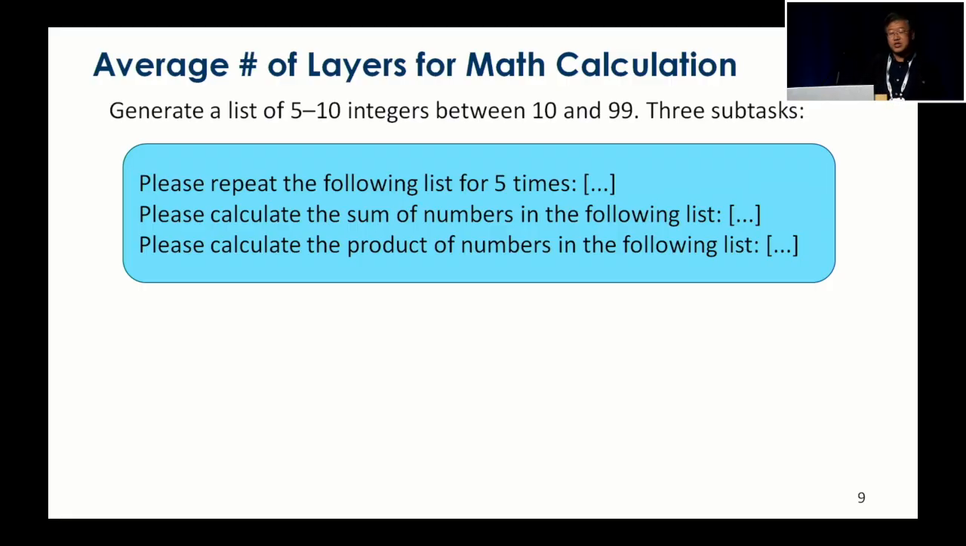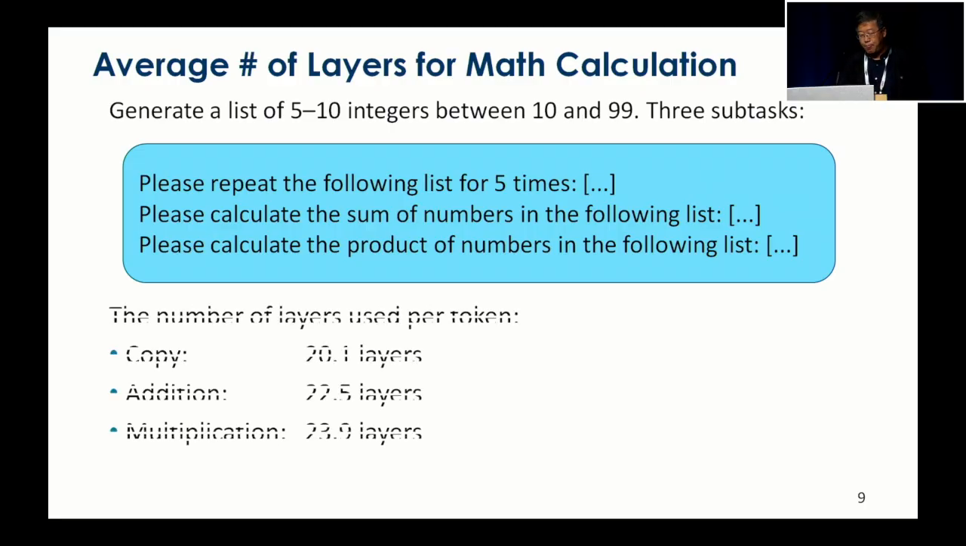The second one is math calculation. We randomly generate a set of integers between 10 and 19, and we do 3 tasks. First one is a copy task. Second one is a summation task, to sum all these numbers together. And the third one is a multiplication task, multiply these numbers together.